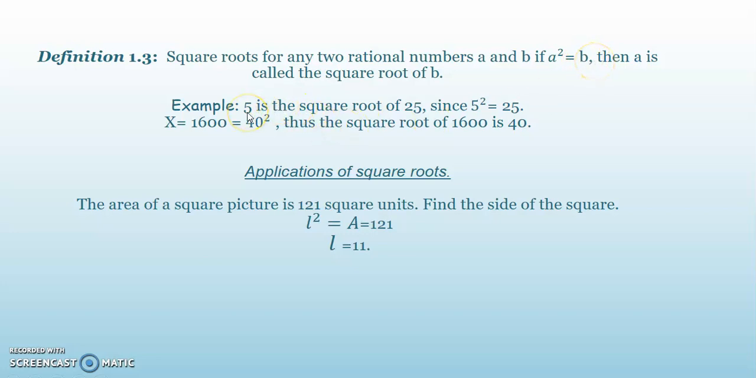For example, 5 is the square root of 25, since 5 squared is equal to 25. In this case, 5 is the square root and 25 is called the square. Another example, 1600 is equal to 40 squared. In this case, 40 is called the square root and 1600 is the square.